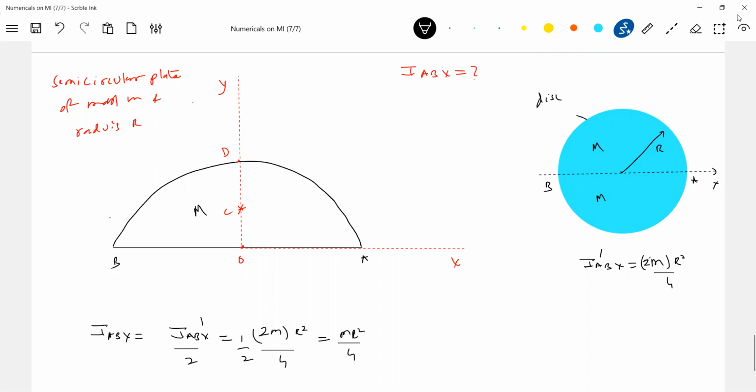So I know I_ABX. Once I know I_ABX, then I can go for the other axis. I want the axis passing through point D and parallel to the x-axis, I_PDP dash. We know I_ABX. Can we calculate this about the axis passing through point D?